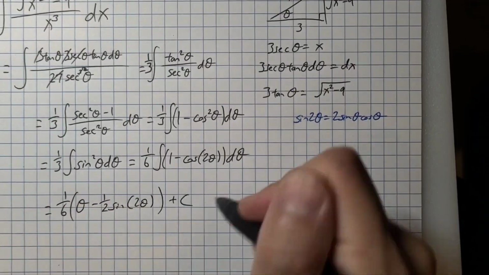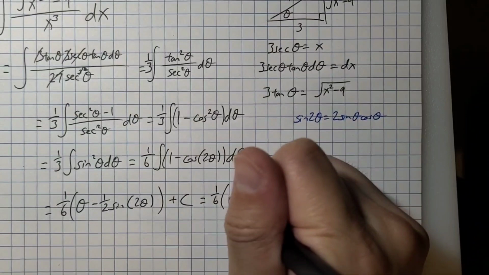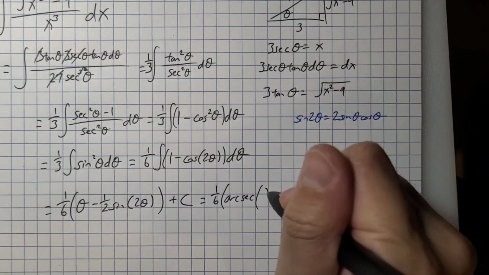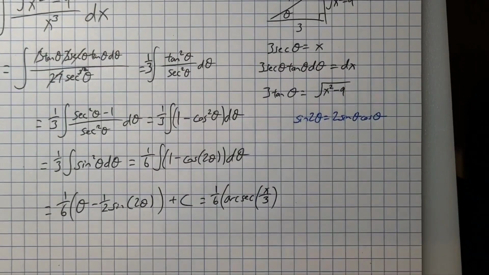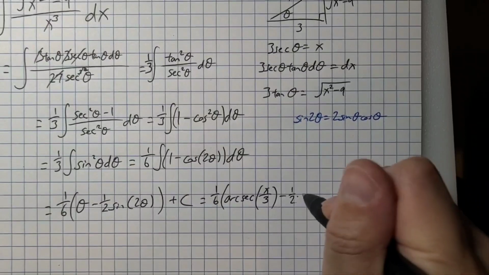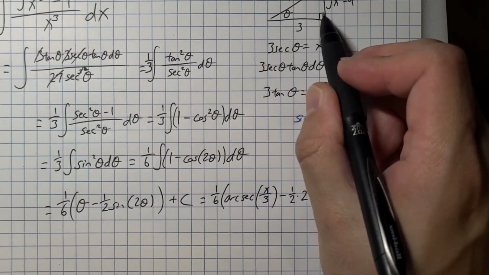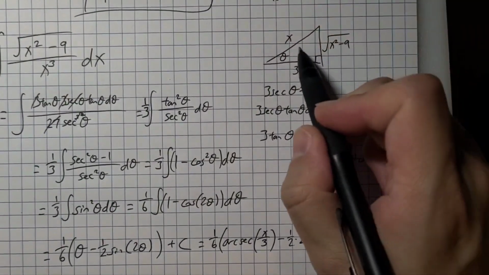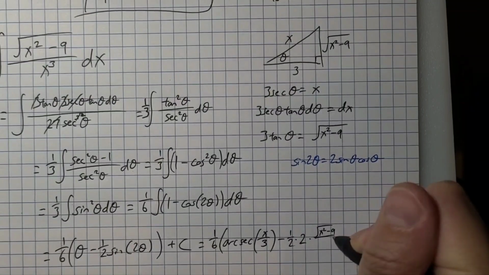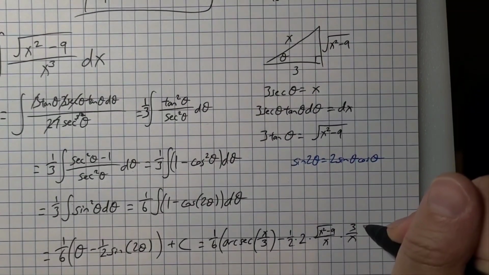So we can say this is 1/6. We said theta was arc secant of x over 3, minus half times 2 times sine theta cosine theta. Sine theta is, let me shift this down a little bit, sine theta is the square root term over x. Cosine theta is just 3 over x. Okay?